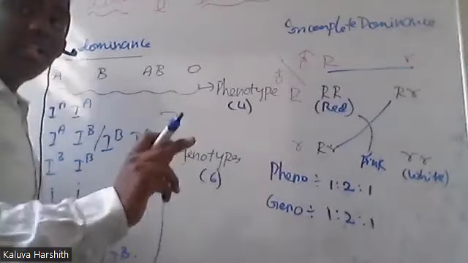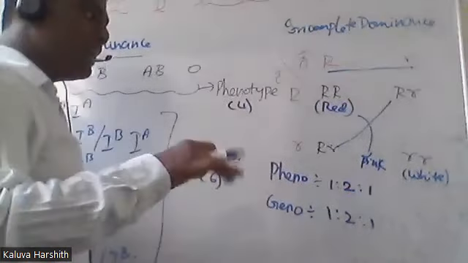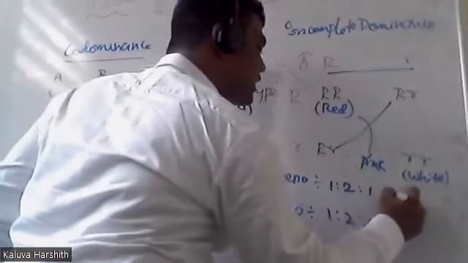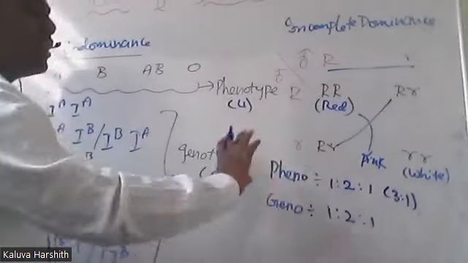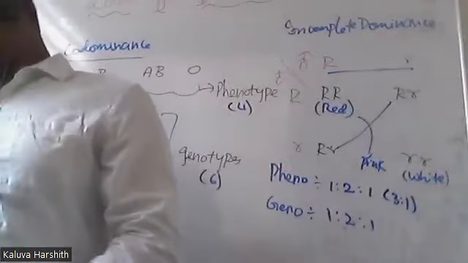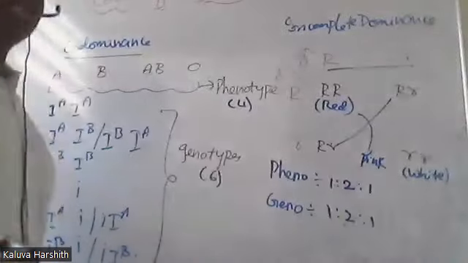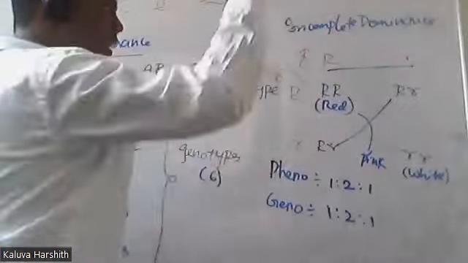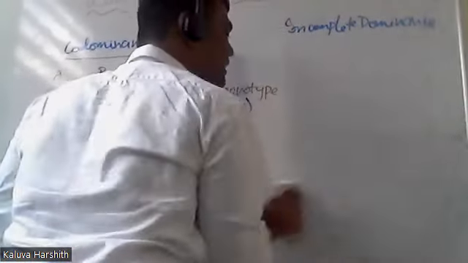Now there is one deviation from Mendel's law. What is that? In Mendel's cross, we got the phenotypic ratio as 3:1. But in both these two cases, we are not getting the same ratio 3:1. The ratio is getting deviated from 3:1. So here that is 1:2:1.